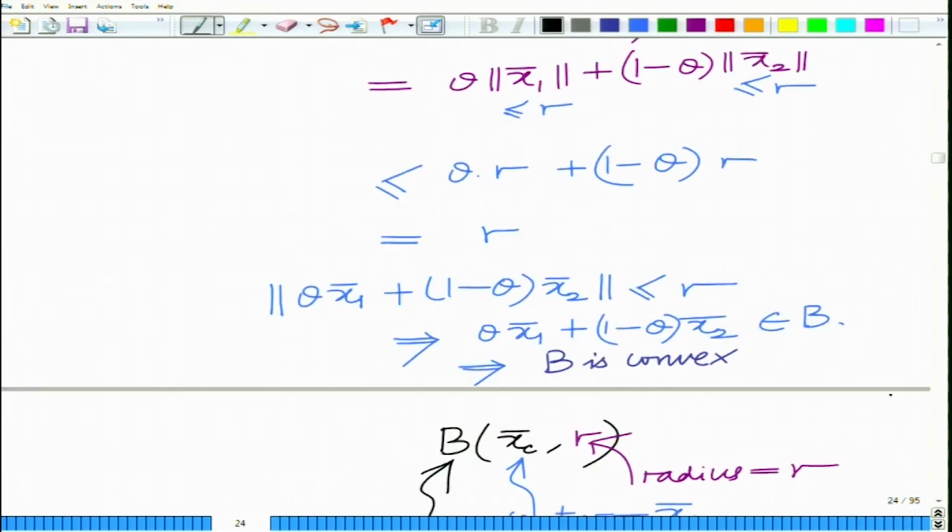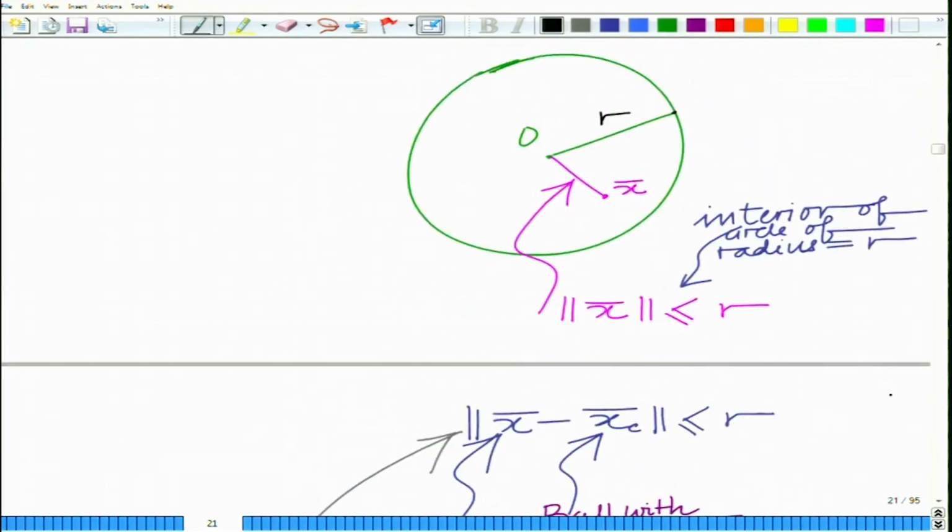For instance, if you look at this x bar, I can always write this x bar equals r times some vector u bar, correct, where u bar is a unit vector in this direction, or the norm of u bar is less than or equal to 1. Okay. So the norm of u bar is less than or equal to 1.